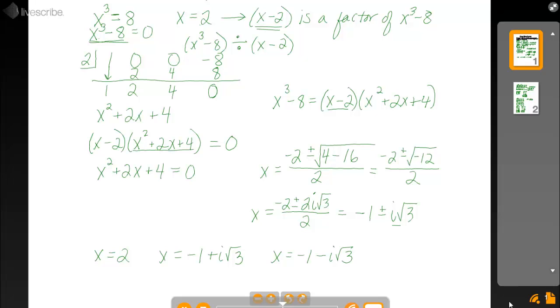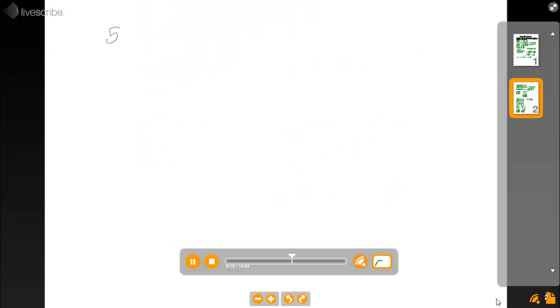Let's do another kind of funky cubic polynomial equation. How about this one? 5x cubed minus 2x squared plus 15x minus 6 equals 0. Can you just guess a solution like we could before? It's a little bit trickier. Turns out we can actually factor this by using factor by grouping.